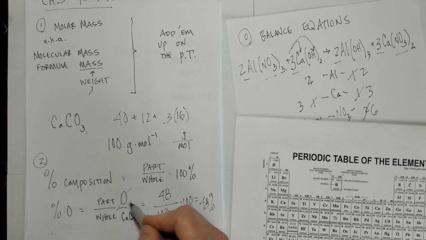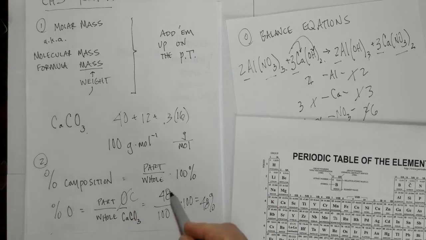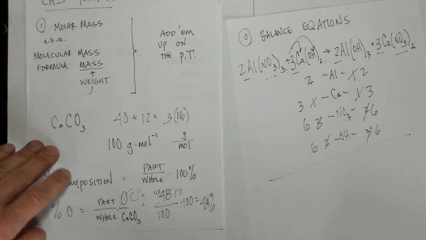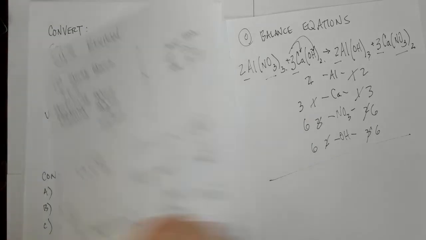You could replace this with carbon, and then you'd put a 12 up here, because there's 12 for carbon. Or you could replace this with calcium, and then you'd put a 40 up here, because calcium is 40. And you could find the percentage composition of each item in a substance.